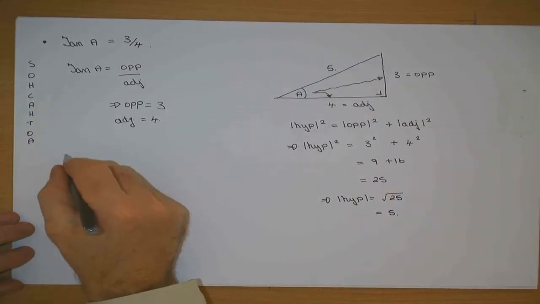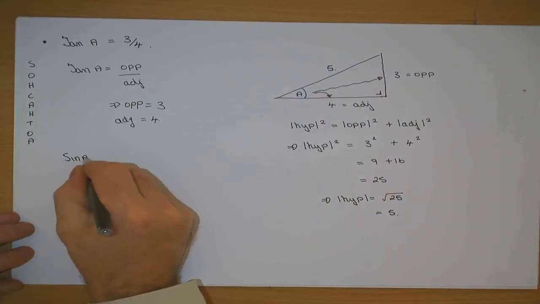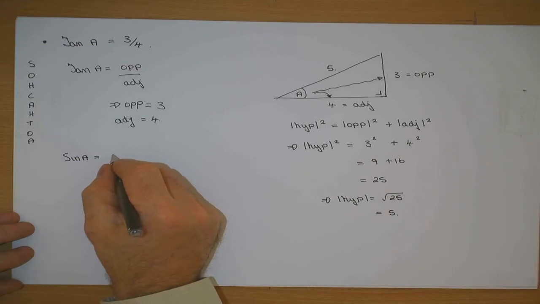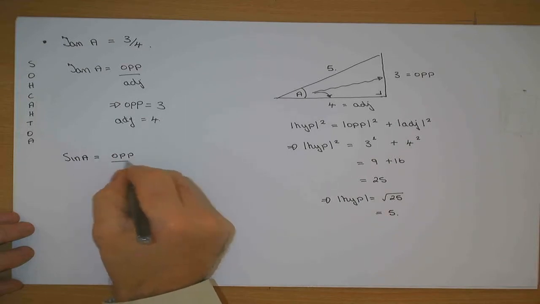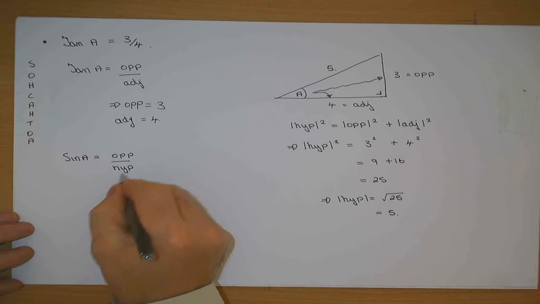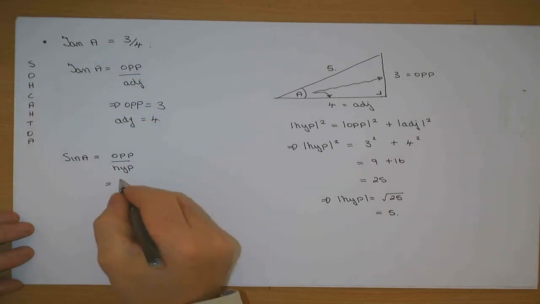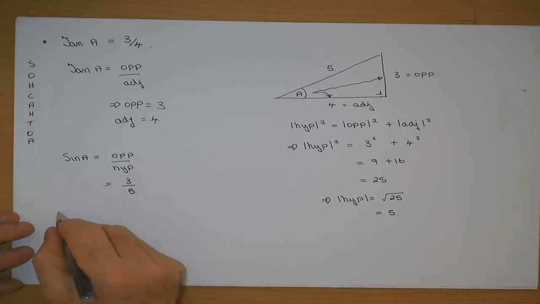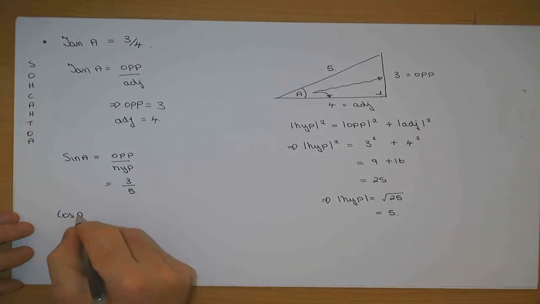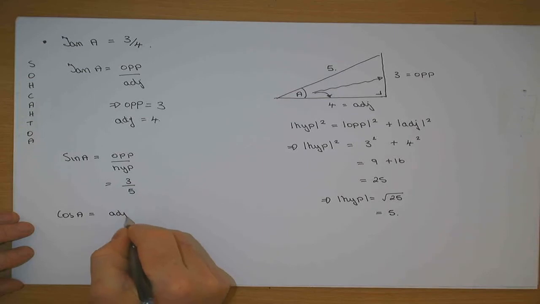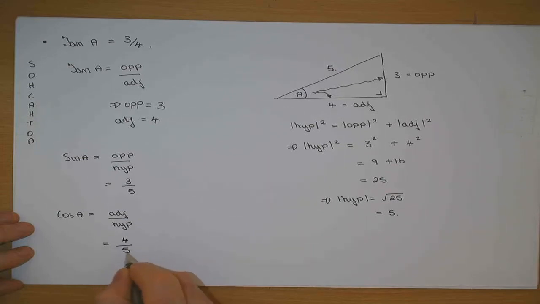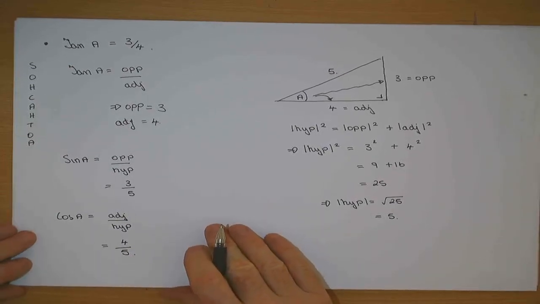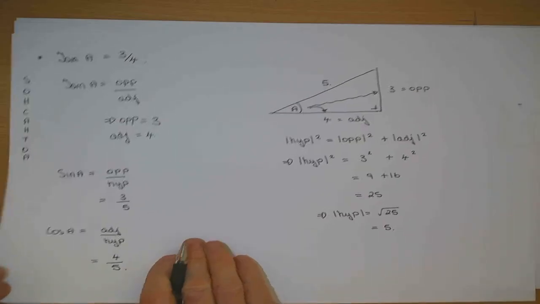So now you can tell me the sine of A. What's the sine? Opposite over the hypotenuse. SOH. Opposite? 3 over 5. Cosine of A? Adjacent over hypotenuse, which is 4 over 5. Now, if you don't understand that, I'd like you to speak.